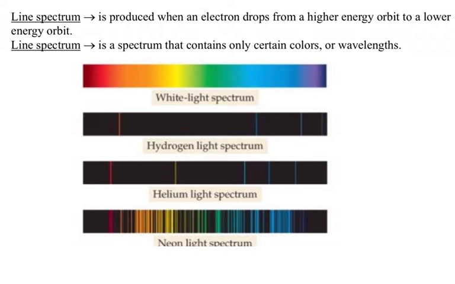We're going to focus on hydrogen for a moment, since it's the simplest one, but every single element has a unique line spectrum. You can think of the line spectrum as the fingerprint of the element.